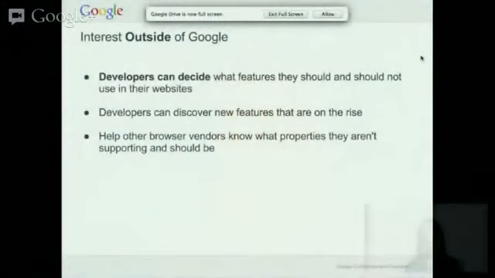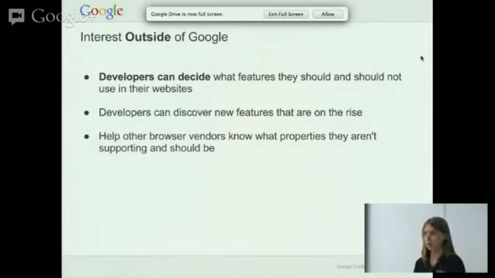In addition to being of interest inside of Google, this project is of great interest outside of Google. Well, with data regarding how widely a feature is being used, developers can have more insight to the likeliness of a feature to have continued support across various browsers. With this data being openly available, we are enabling developers to make informed decisions on their own so that they may decide for themselves what properties and features they should and should not be using in their own websites.